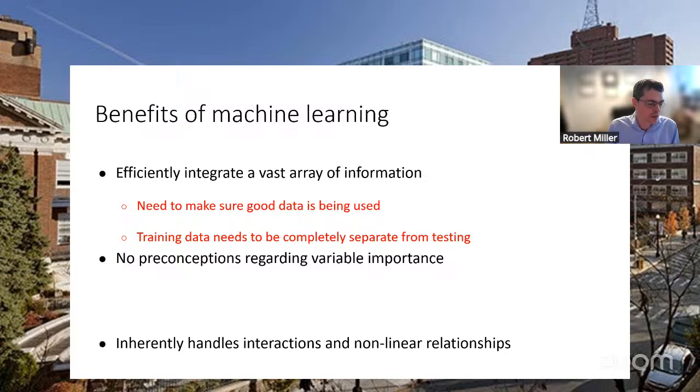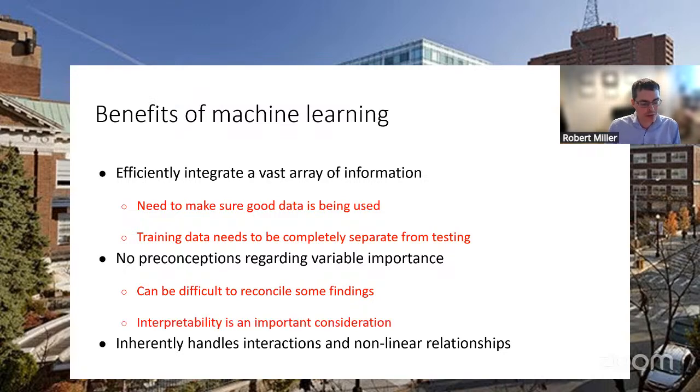There's also no preconceptions about what variables are important. This could be good because you might identify something that's novel and interesting, but sometimes you get a finding back and you're like, I don't know how this could make any clinical sense, and it takes a while to try to figure out why. And then interpretability becomes an important consideration because you want to be able to say, why is this prediction X for patient Y and it's different for a different patient?